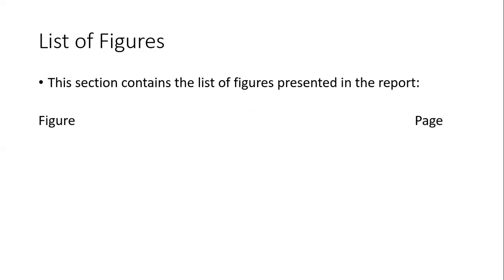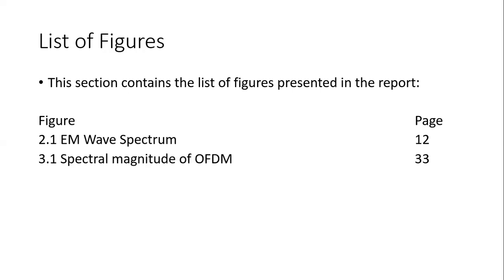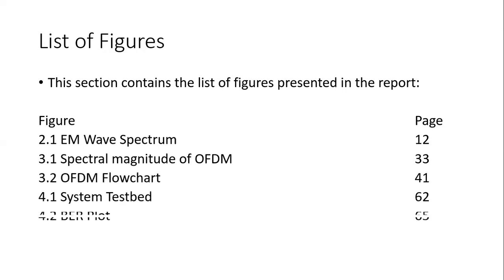Okay. And we know that the figures are usually listed based on the chapter number. So seeing 2.1 here, I know that's the first figure in chapter 2. And 3.1, that's the first figure in chapter 3. And the page numbers on and on. 4.1 is the first figure in chapter 4, all the way.